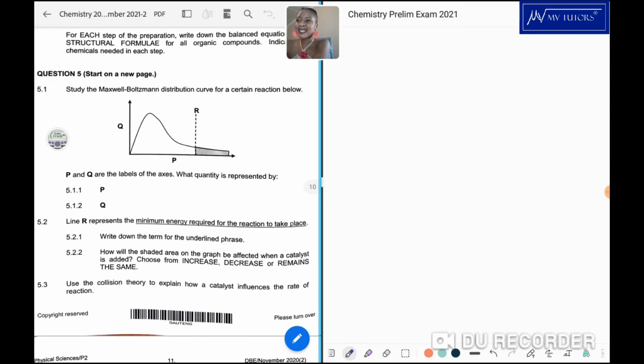Okay, so let us see. So P and Q are the labels of the axis. What quantity is represented by P? So basically, on the x-axis, what is that quantity represented by? Okay, so 5.1.1. Basically, P would be the kinetic energy of these particles. And then Q would be the number of particles.